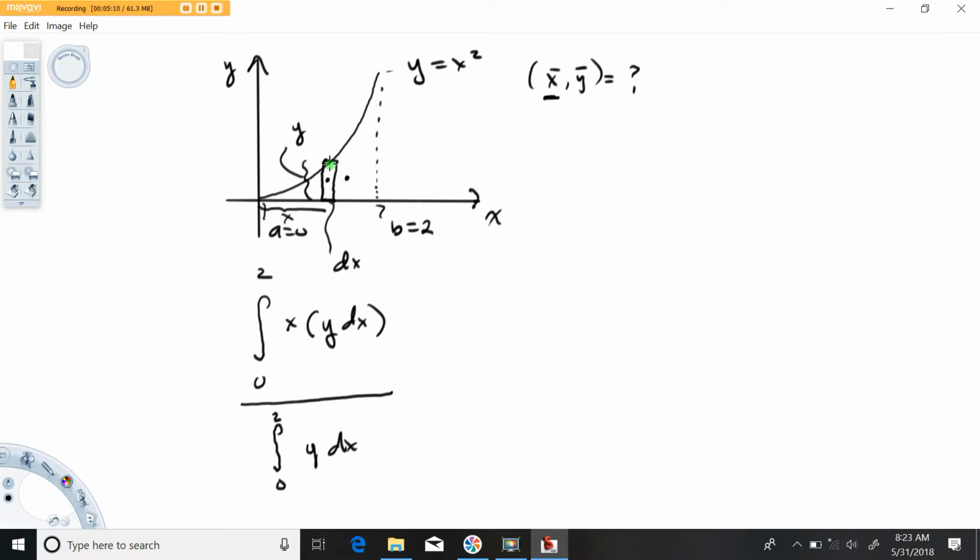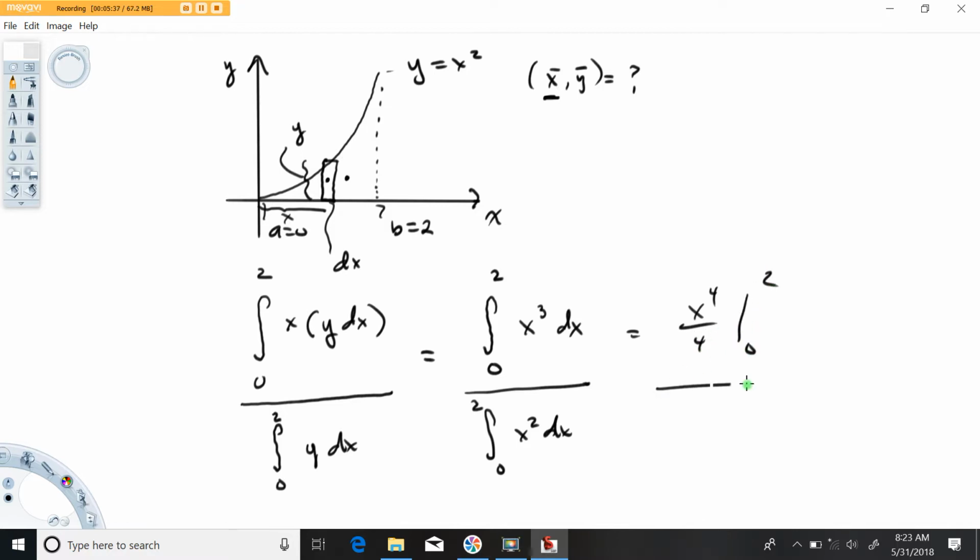Right? So if we go ahead and work this out, we're going to have the integral 0 to 2 up top. Y is equal to x squared in this example, so this ends up being x to the third dx over. And down here, y dx, y is equal to x squared, so that's going to be the integral 0 to 2 x squared dx. Up top, that's going to be x to the fourth over 4, evaluated 0 to 2. In the bottom, this is going to be x to the third over 3, evaluated 0 to 2.